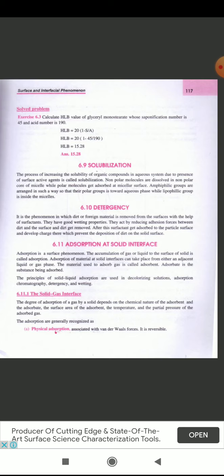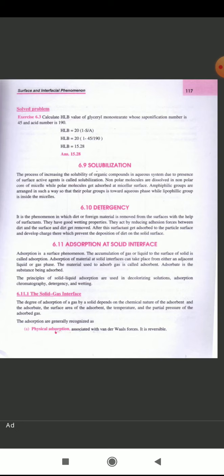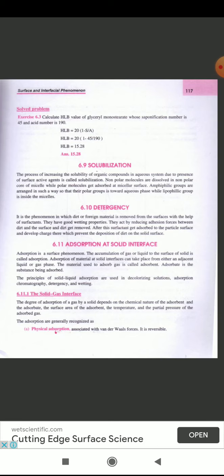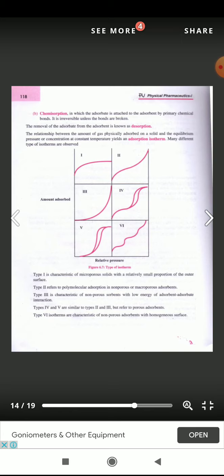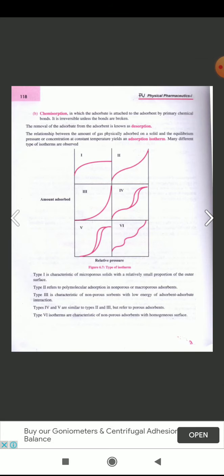And obviously you know this adsorption is a surface phenomenon. Accumulation of gas or liquid on the surface of solid is called adsorption, and the adsorption at solid interfaces can take place either from adjacent liquid phases or gas phases. Okay, so the adsorbing solid is called the adsorbent, the adsorbed medium is called the adsorbate. Okay, we have physical adsorption, already we have discussed this in our first class, that is physisorption and chemisorption.